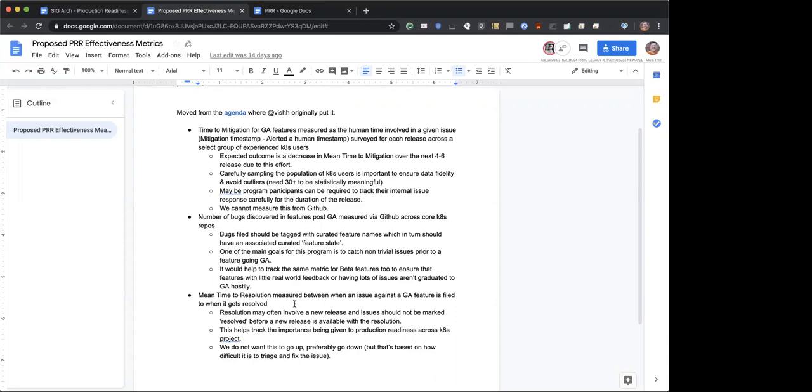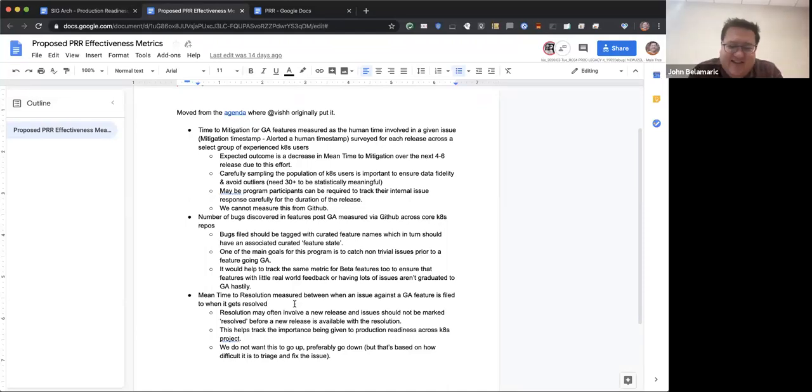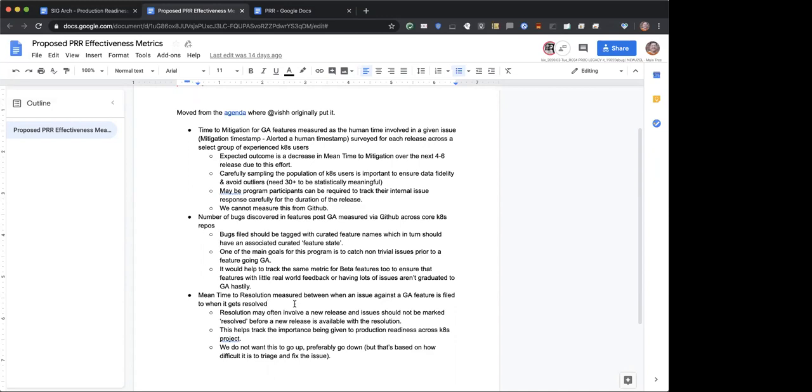I think it speaks more to code quality than it does to production readiness. Yes. I also want to see code quality go up. Me too. Absolutely. But it does seem more related to code quality.